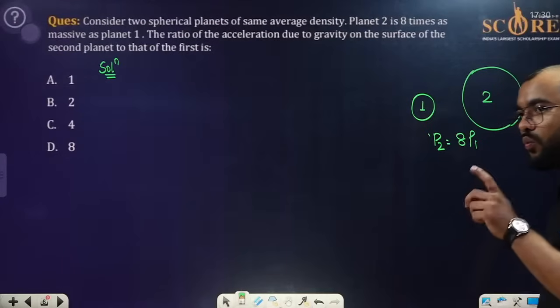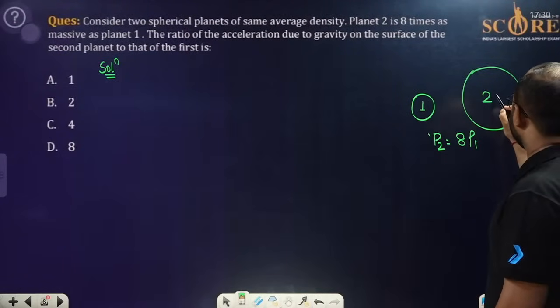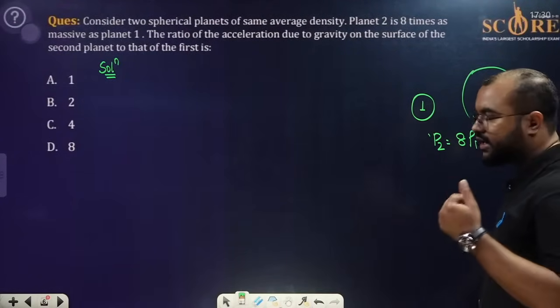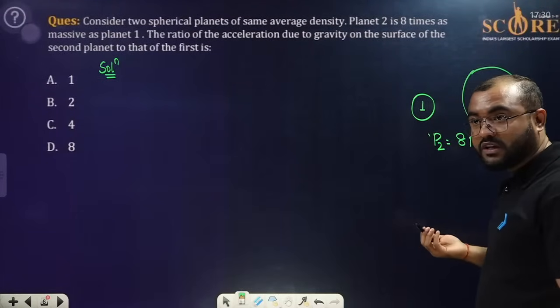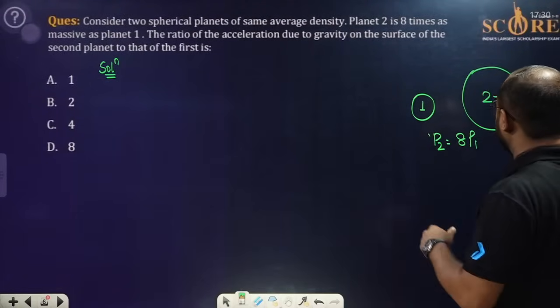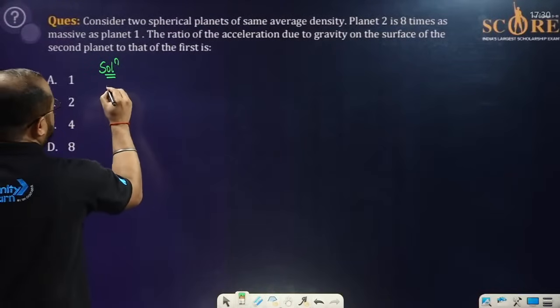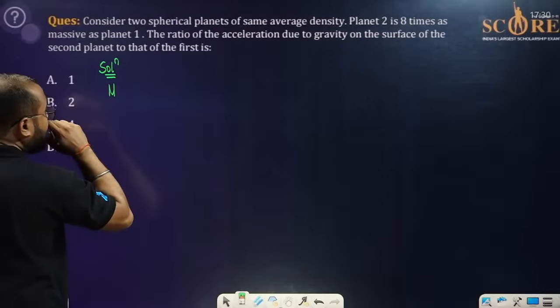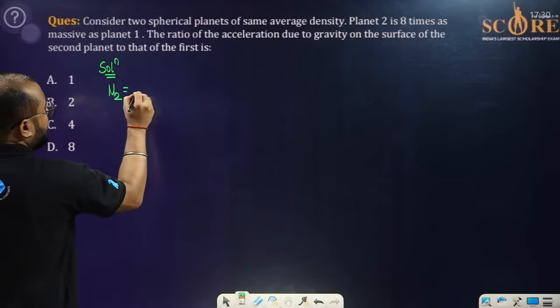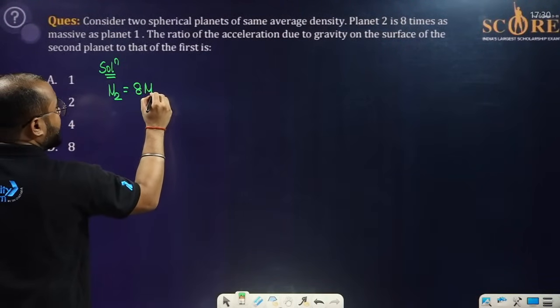Now, if it is so, what things are going to change? First of all, the radius is obviously going to change. The mass is going to change. Getting my point? So when we talk about this, if it is 8 times, we can say that the mass of planet 2 will be 8 times the mass of planet 1.